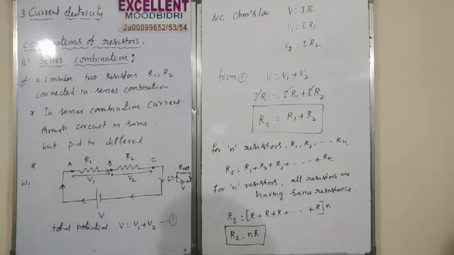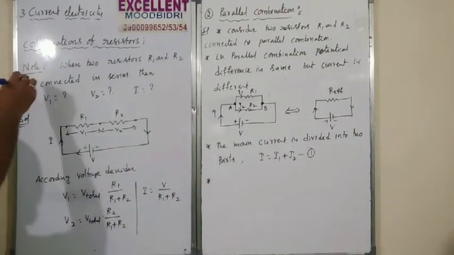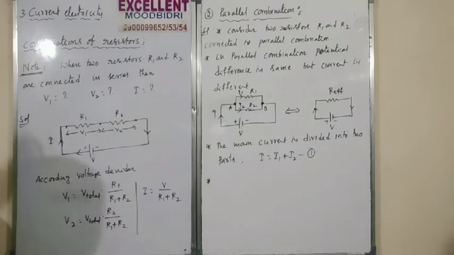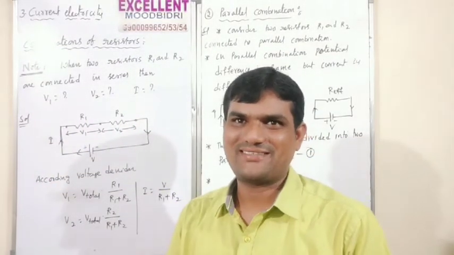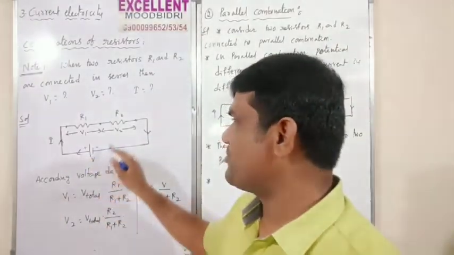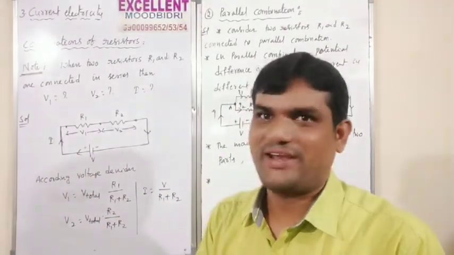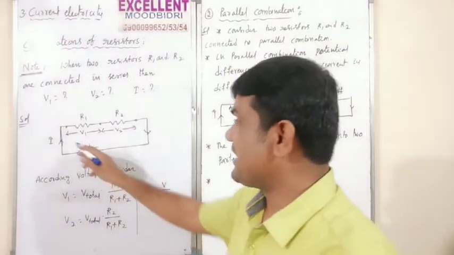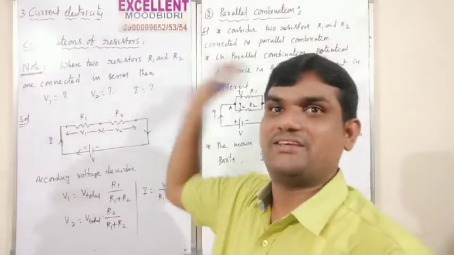Right. Okay. Next. One small note you can remember here. I is not given in the problem. In that case, we can't find individual potential, right? Individual potential V1 is equal to how much? V2 is equal to how much? If they give I, we can easily find individual potential. But here I is not given, and they are asking individual potential as well as I.